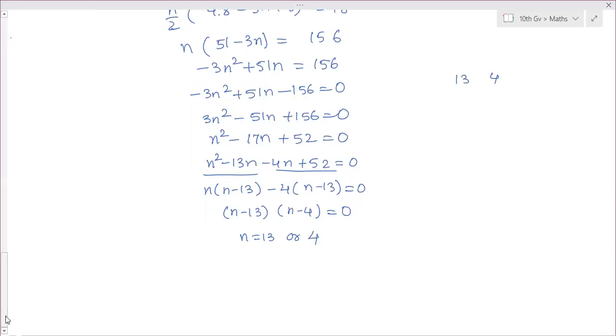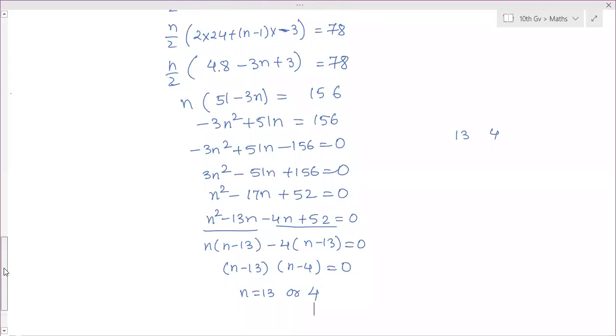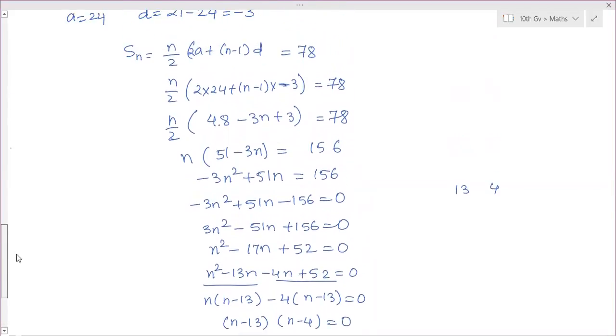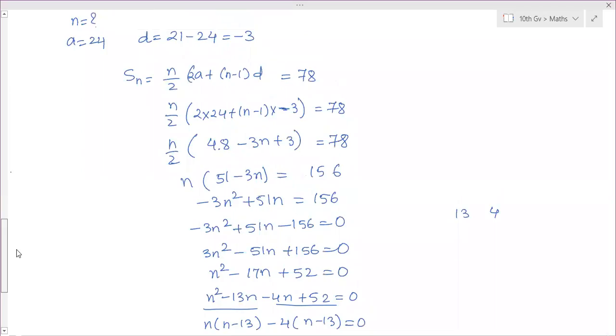So that means why we get the two answers? We got both positive answers. That means sum of 4 terms is also 78 and sum of 13 terms is also 78. How is this possible?